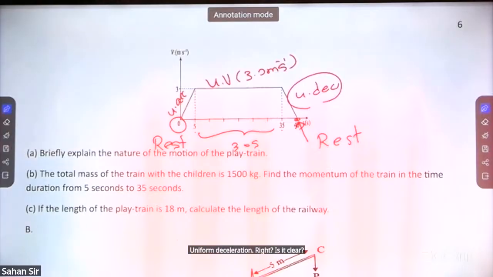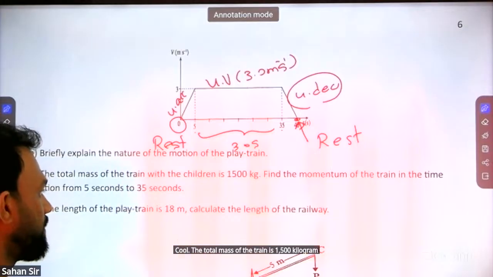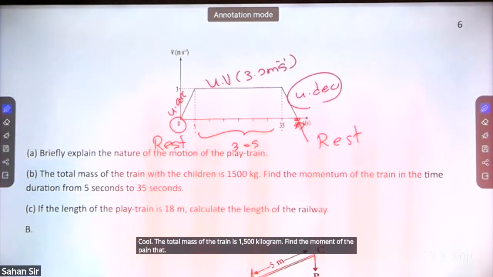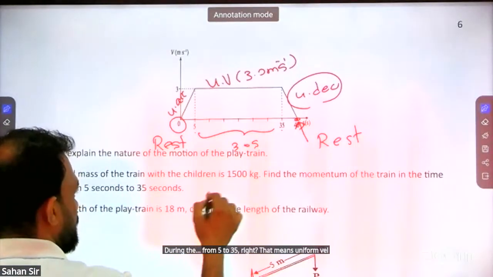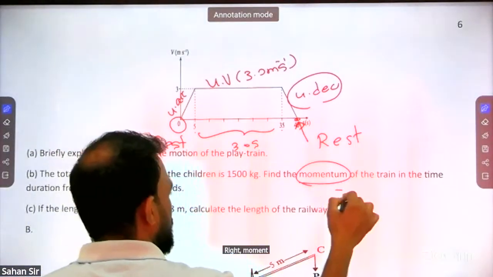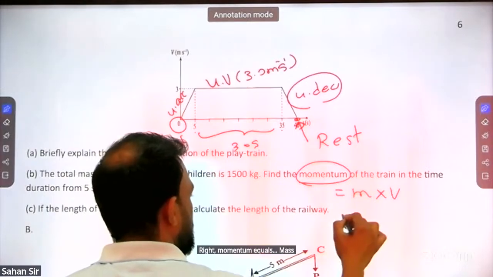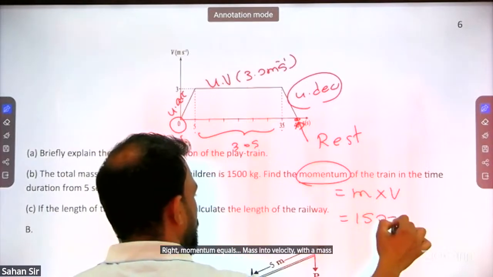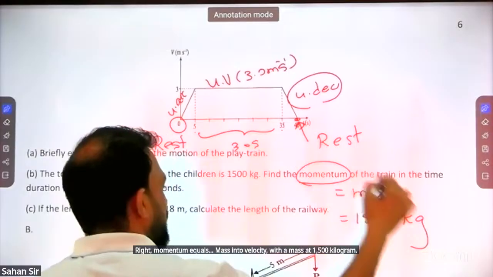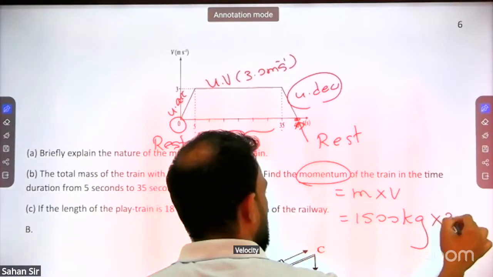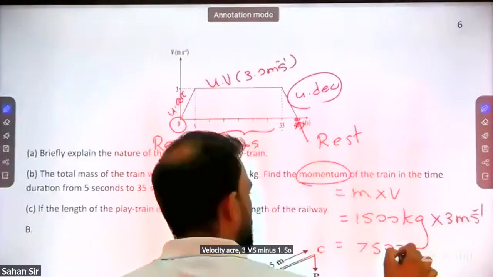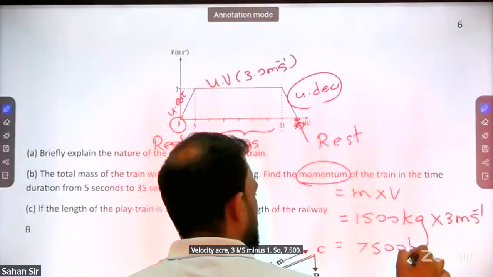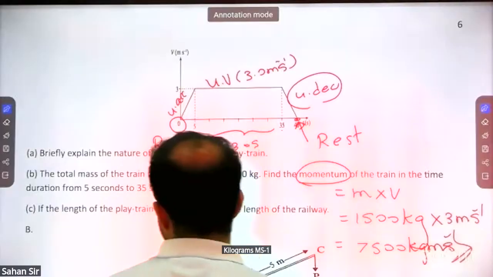The total mass of the train is 1,500 kilograms. Find the momentum of the train during 5 to 35, right? That means uniform velocity, no? Momentum equal mass into velocity. Put the mass as 1,500 kilograms, velocity as 3 ms^-1. So 4,500 kg ms^-1.